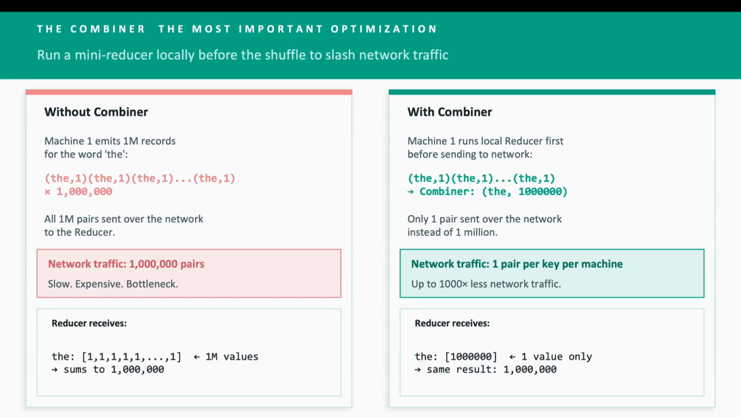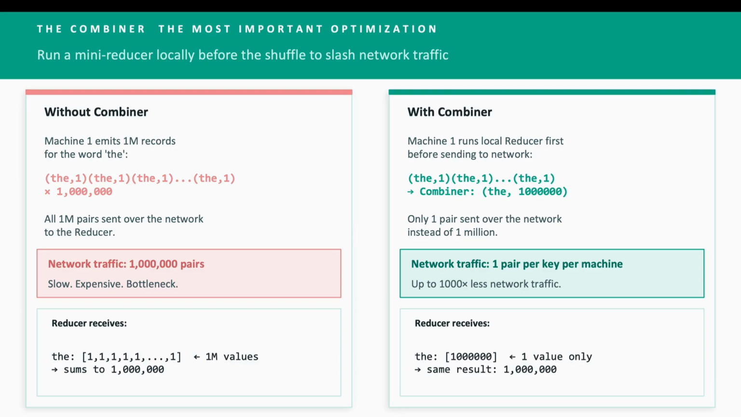So now let me show you why the combiner is the most important optimization in any MapReduce job. Without a combiner, imagine processing Wikipedia. One machine processes 1 million occurrences of the word "the". The mapper emits (the, 1) 1 million times. All 1 million pairs are sent over the network to the reducer. That is 1 million small network messages for a single word. Across the entire Wikipedia dataset, this is catastrophic. The network becomes the bottleneck. Jobs that should take minutes take hours.